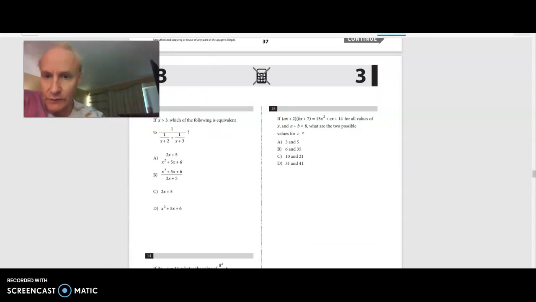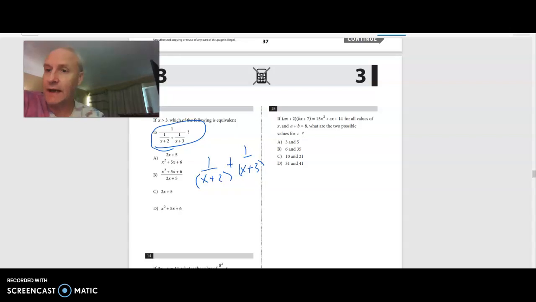Which of the following is equivalent to this? Now that is some ugly stuff. But what I'm really looking at is the reciprocal of this, 1 over x plus 2 plus 1 over x plus 3. A lot of people realize that this is a fraction and that we need a common denominator, and there's actually parentheses around these.